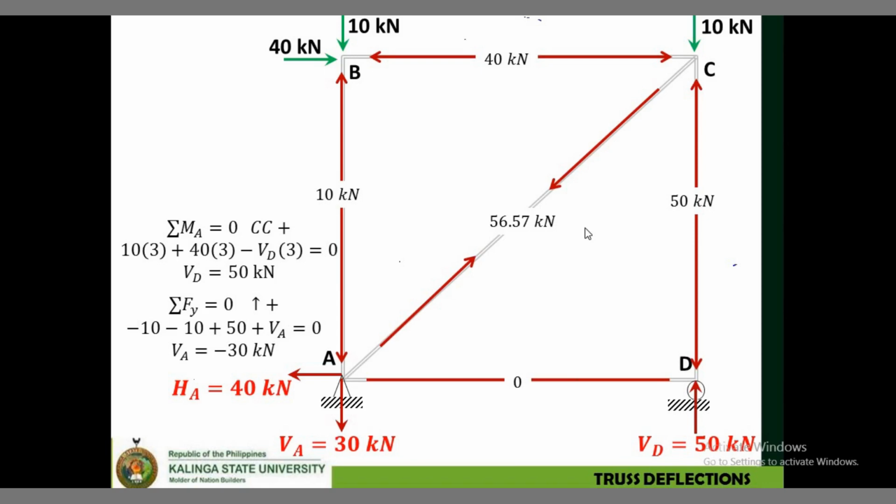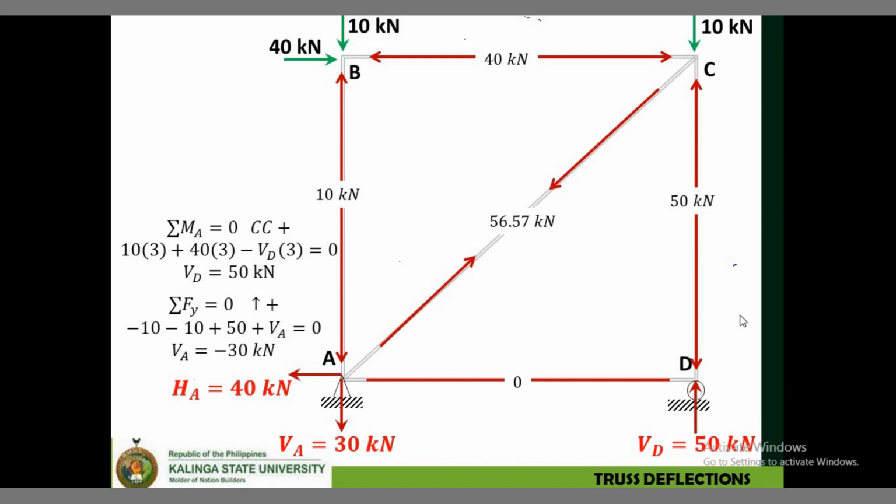Do not just merely look at your screen. Kindly bring out your calculator. Paki-double check po kung tama yung mga values na nandyan sa inyong screen. So, ulitin ko, itong mga values na nakikita nyo sa inyong mga screen, nakuha ko po ang mga ito using method of joints. Okay? So, this is step 1.